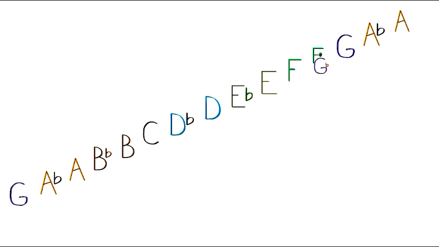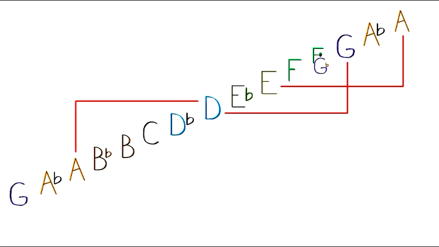The next interval is called a perfect fourth, with the second tone 5 notes away from the first. Perfect fourths up, perfect fourths down.